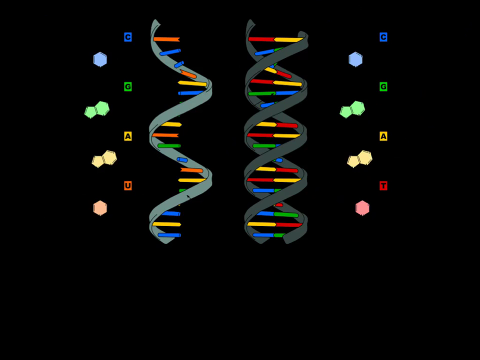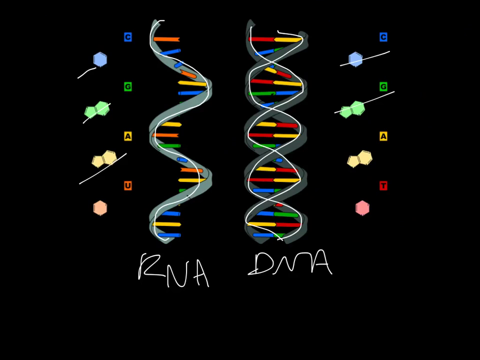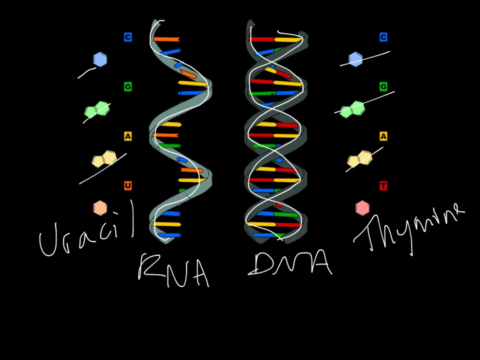Alright, so here we have a picture of DNA and a picture of RNA. So let's note some differences here. RNA is single-stranded. DNA has that double helical shape, so it's double-stranded. If you look at the nitrogen bases between the two, they both have C, they both have G, they both have A, but they have a different one down here. We have something called uracil in RNA, and then we have thymine in DNA. So there are a couple of differences between DNA and RNA.